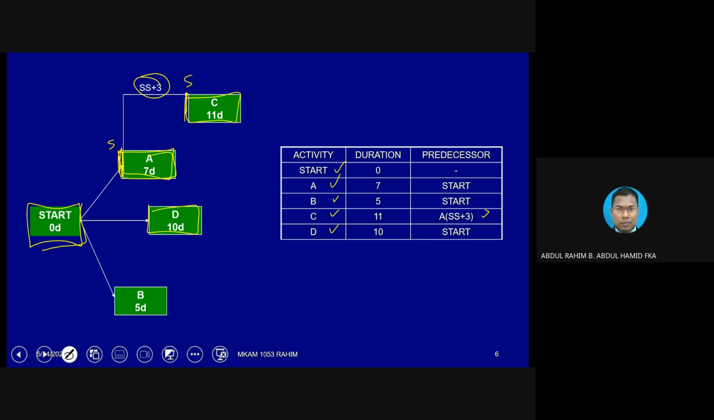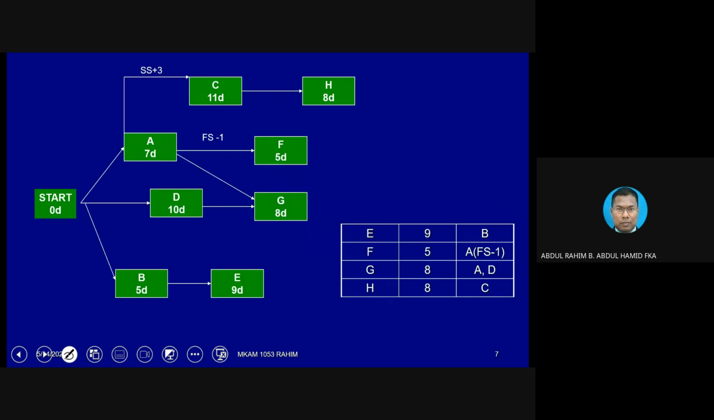Continue with the rest of the activities bit by bit. E is connected from B. So find B, which is here, then draw one box for E and connect it from B. Then go for F. F is connected from A. A is already here, so connect it, but label it properly because it has a negative lag: finish to start with negative lag.